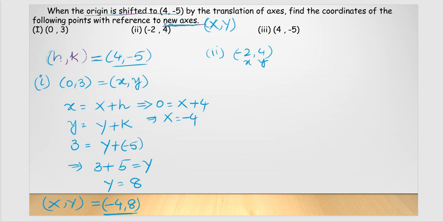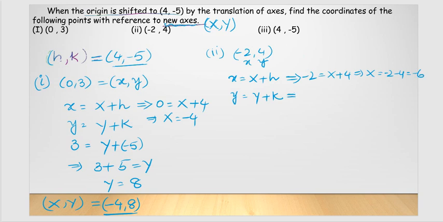So this is nothing but h comma k. So from this what I can say? Small x is equal to capital X plus h, small y is equal to capital Y plus k. So from this, what is small x? Minus 2 is equal to capital X plus 4. So when I transpose, capital X is equal to minus 2 minus 4, which is minus 6.